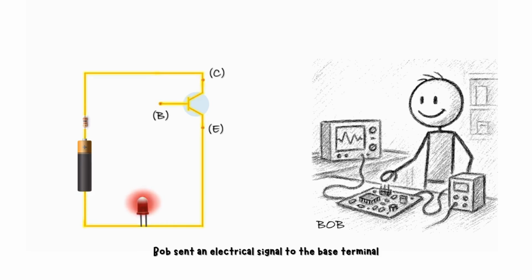Bob sent an electrical signal to the base terminal and noticed that the LED light turned on. This means that the current coming from the collector terminal flows through the emitter terminal and reaches the LED, which consequently lights up. I represent the presence of an electrical signal at the input terminal with the symbol 1.